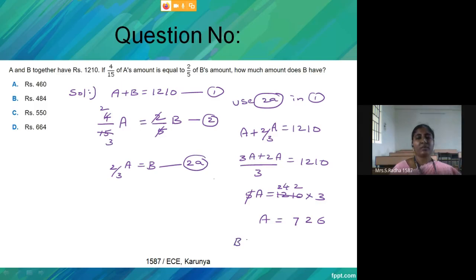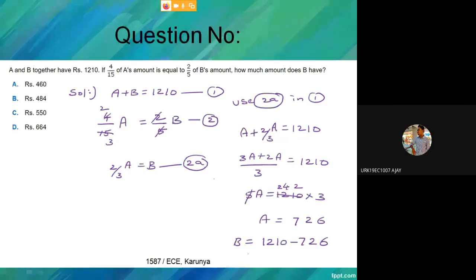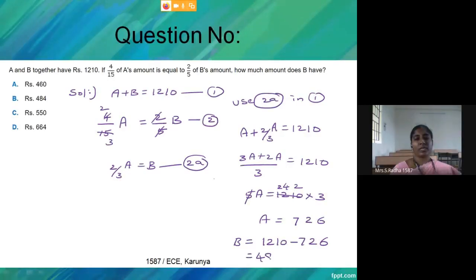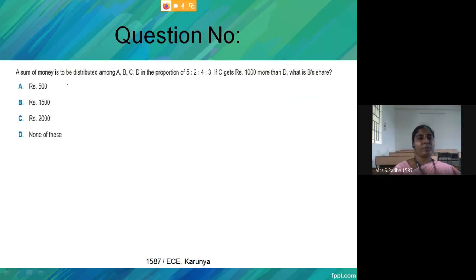So B will have an amount of 1210 minus 726. What is the rest of the amount? 484. B is having an amount of 484. Answer is option B. Now coming to the next problem.